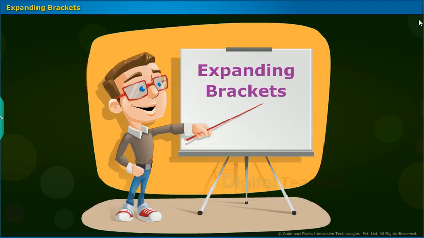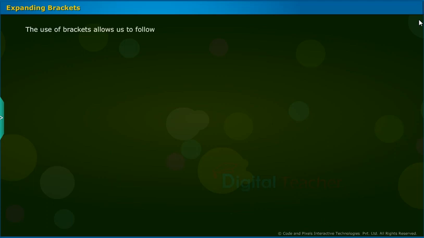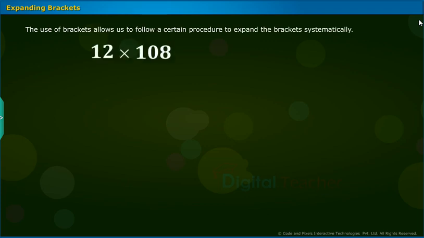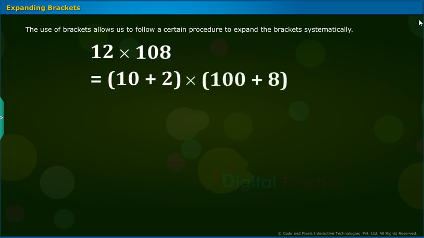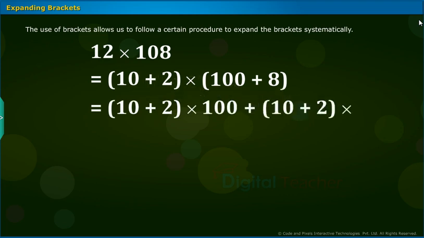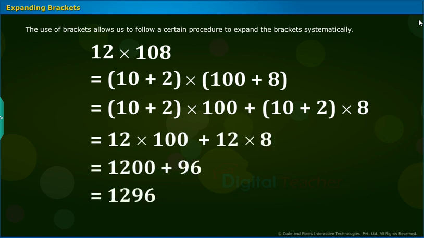Here we are going to see how to expand the numbers within the brackets. The use of brackets allows us to follow a certain procedure to expand the brackets systematically. Here to multiply the numbers 12 and 108 in a simpler way, we use brackets. That is, initially, we write the number 12 as 10 plus 2 within a bracket and similarly write 108 within the brackets as 100 plus 8. Now using distributive law, let us remove the bracket for the second pair of numbers as shown. By further solving, we get as shown.